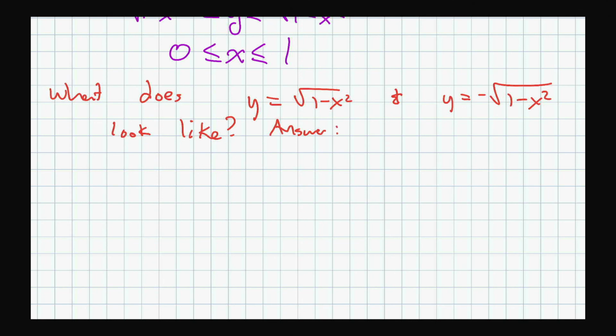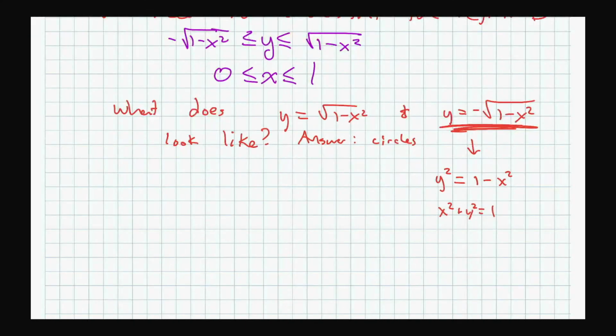The way you can see that these are circles, if you don't know that, is if you square both sides, you get y squared equals 1 minus x squared. And then if you move the x squared over, it's x squared plus y squared equals 1. That's the same thing that happens for both of these. They're both the same circle, x squared plus y squared equals 1. This is the top half and this is the bottom half. But we graphed it on Desmos, which is another nice way to do it.